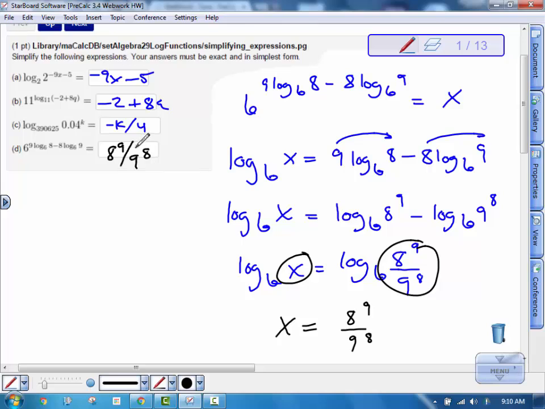And make sure you use the right parentheses when you enter that in so that it accepts it.